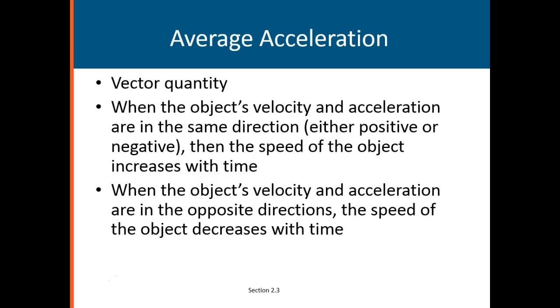When the object's velocity and acceleration are in the same direction, okay, driving down the road, I'm increasing the speed, that means I'm accelerating in this direction. That means when the object's velocity and acceleration are in the same direction, either positive or negative, then the speed of the object is increasing with time. So let's say I'm going backwards, so my velocity is that way. And the speed starts off slow, but then increases going that way, so my acceleration is that way. Velocity's that way, acceleration that way, that means the speed of the object is increasing with time.